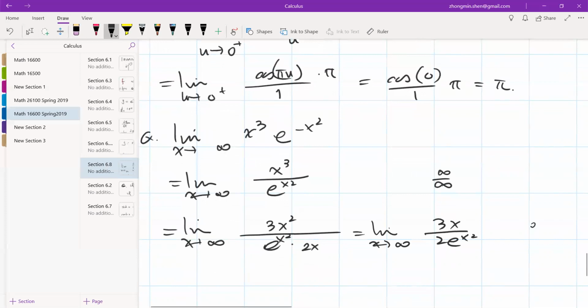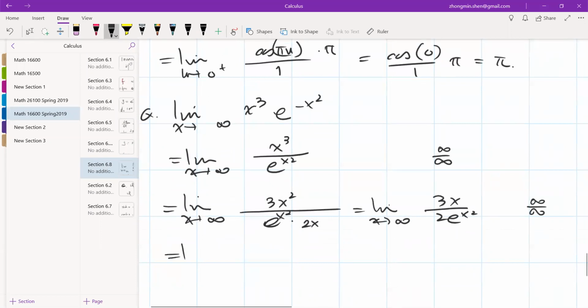Then you look at this again. Okay, this is still infinite over infinite type. So you can apply L'Hopital's rule again. Okay, so it's going to be 3, just 3, and here's 2 e to the x squared times 2x. And clearly, this is going to be 0. Why? Because x times e to the x squared approaches infinity, and that's in the denominator. So that's why the quotient approaches 0. Okay, then.